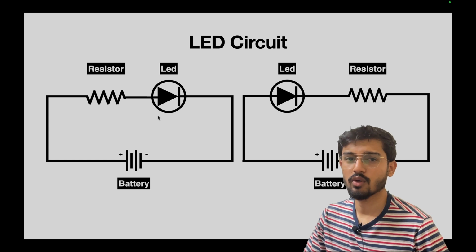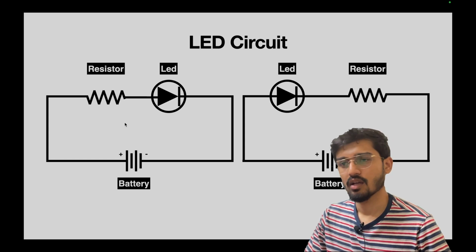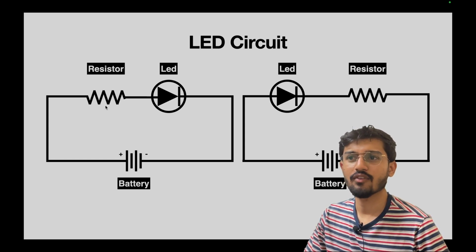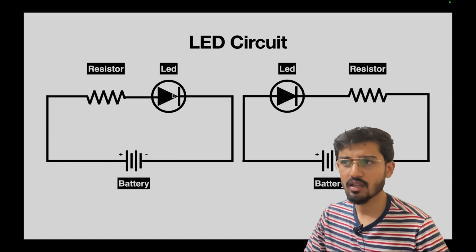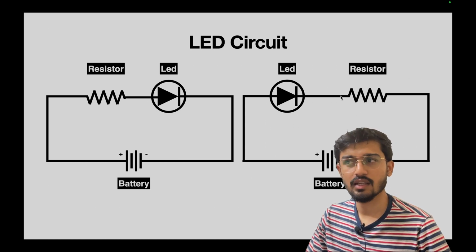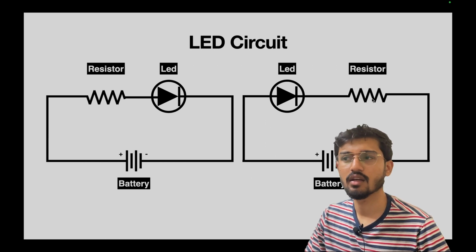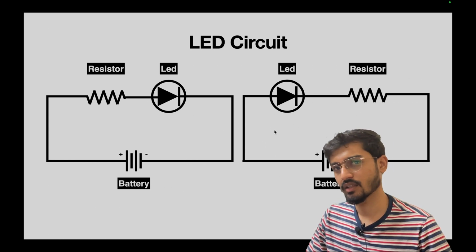Now just take a look at these two diagrams here. In the first diagram, you can see that I have connected the resistor before the LED, and in the second diagram, you can see that I have connected the resistor after the LED. Now, which of these is the right way of hooking up an LED?